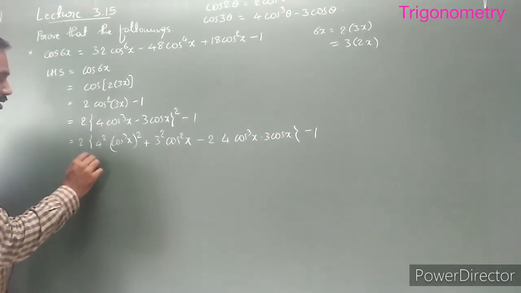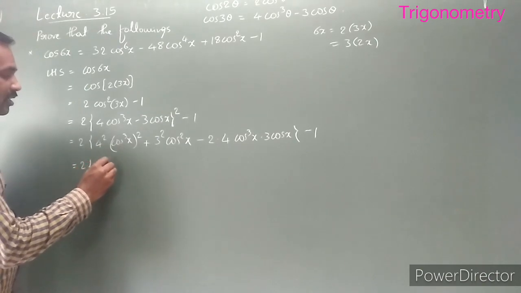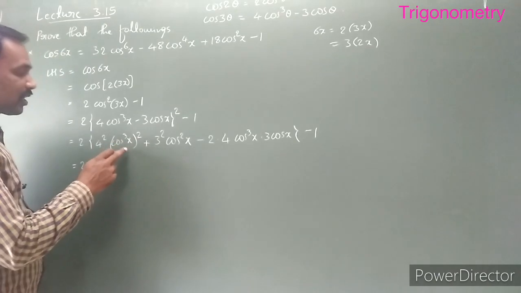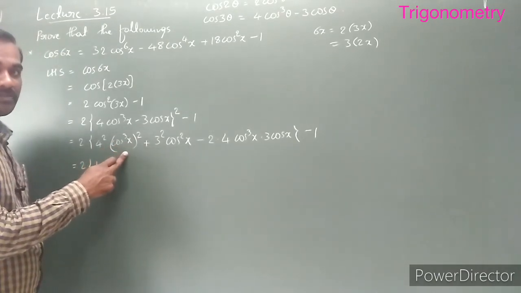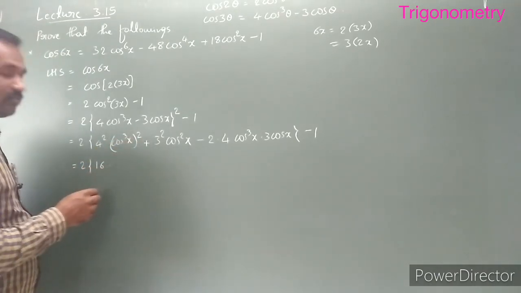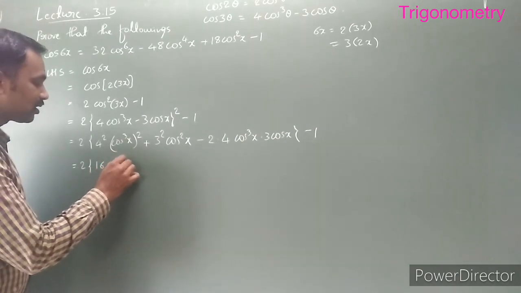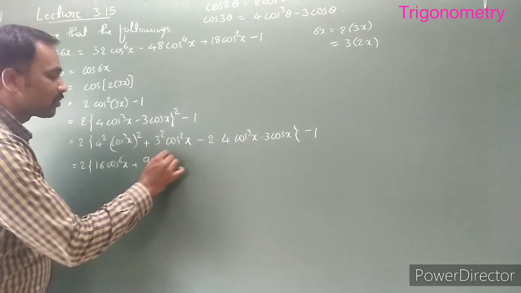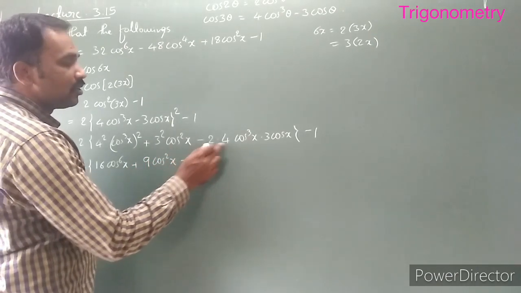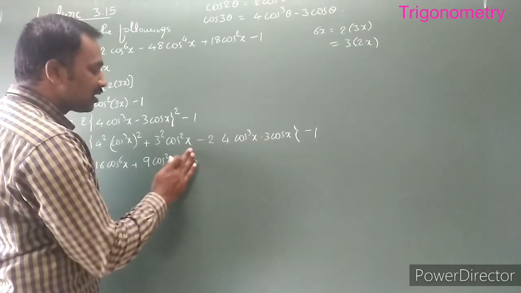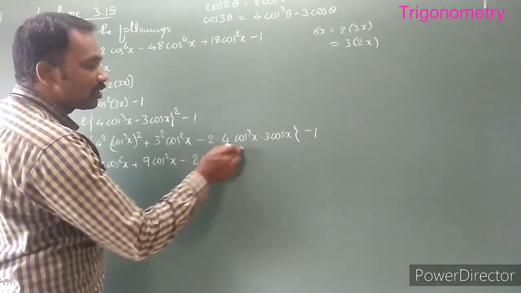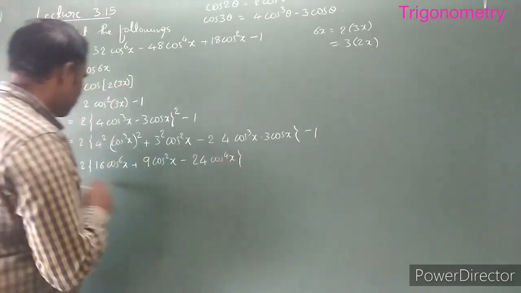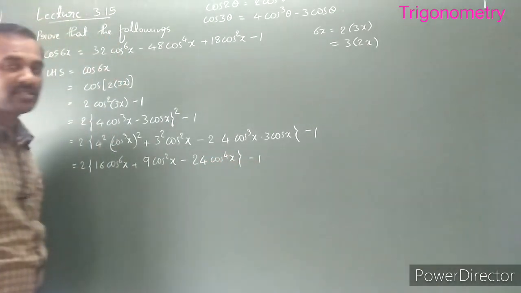Okay, first of all, simplify the bracket. Whole square is 16 times cos^3 x whole square. What is cos^3 x whole square? By the laws of indices, a power m, whole power n, that means cos^6 x. Plus 3 square is 9, 9 into cos^2 x. Minus 2 4s are 8, 8 3s are 24, 24 times cos^3 x into cos x, that is cos^4 x. This is multiplied by 2, minus 1 as it is.